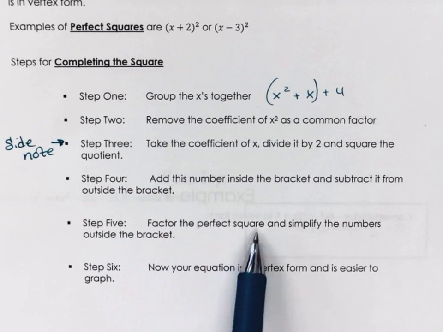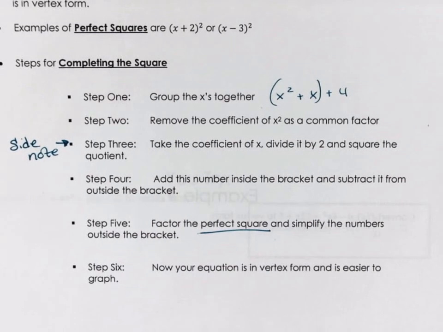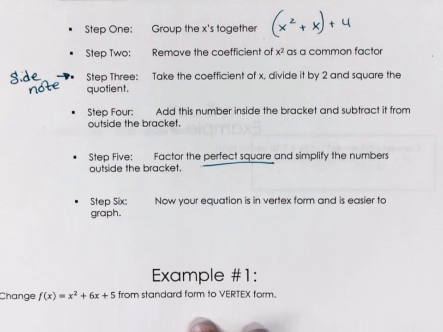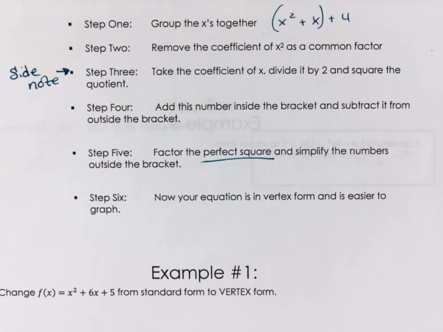Step 5, factor the perfect square. I'll teach you how to do that really quickly. Simplify the numbers outside the bracket, and ta-da, you're done. Easy peasy, right? You can totally do that.